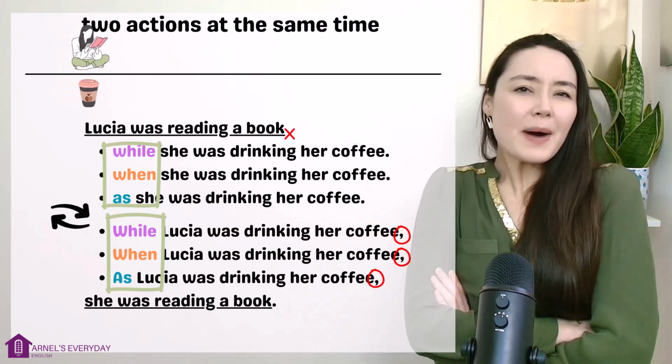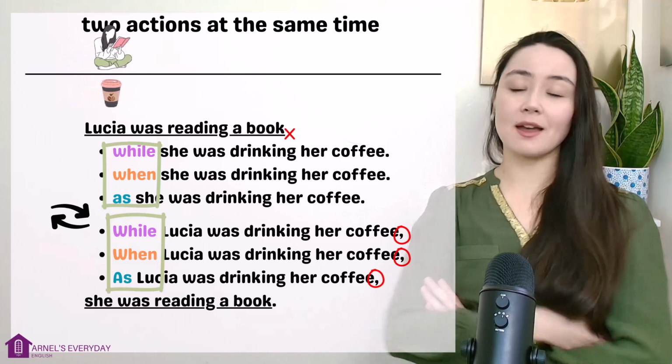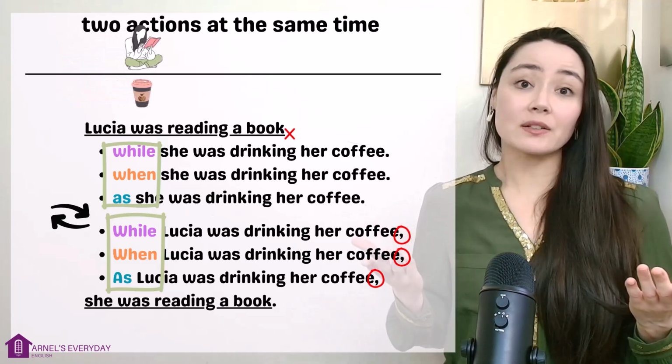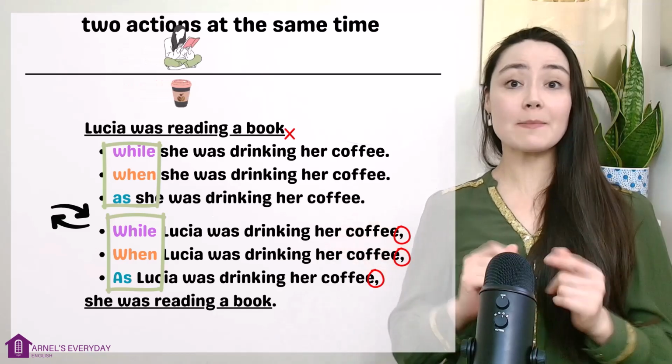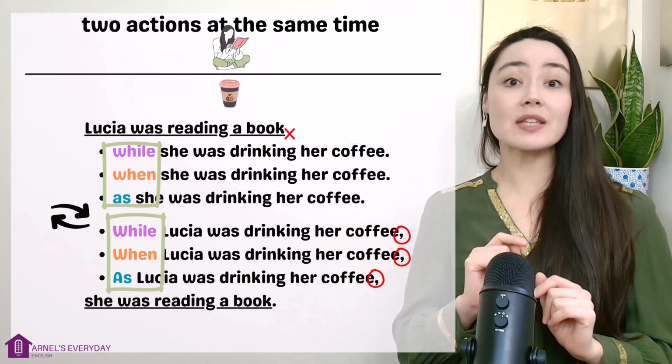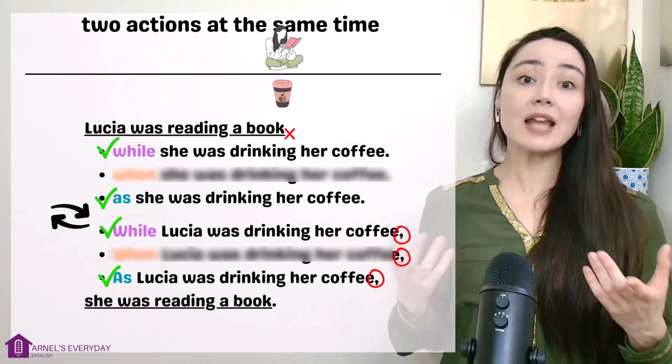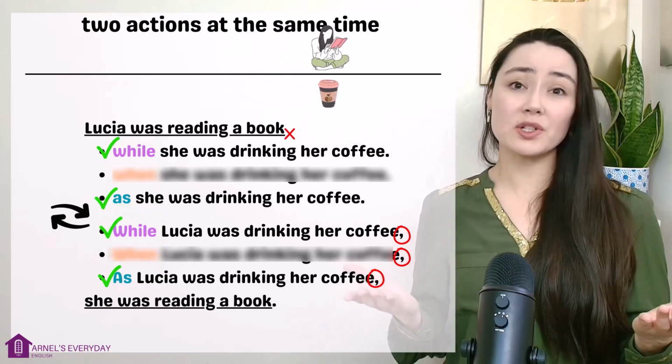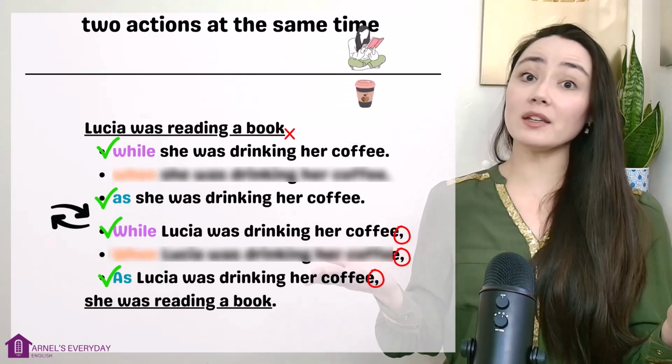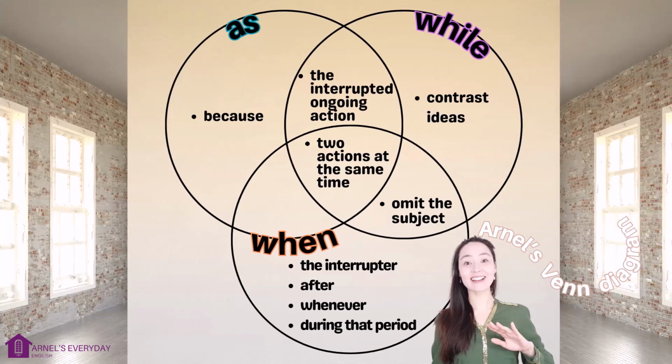Okay, but is there a difference between as, while, and when here? When we are speaking about 2 actions happening at the same time, while and as are the more common words to use. Why? Well, you can see here that when has quite a few other functions. So normally, when 2 actions are happening at the same time, while and as are used. So there's no confusion.